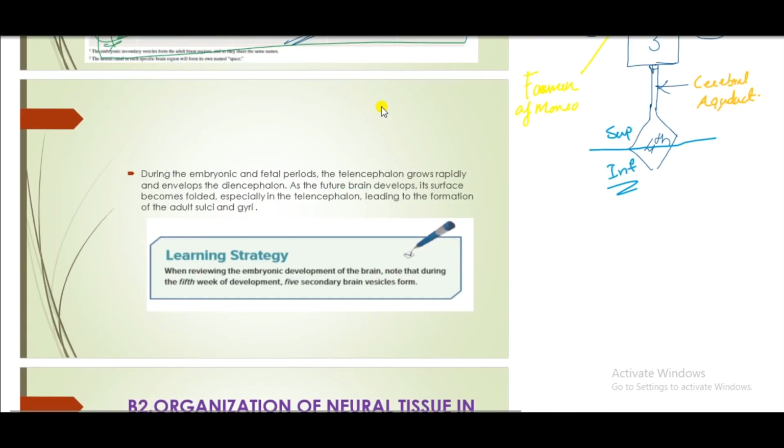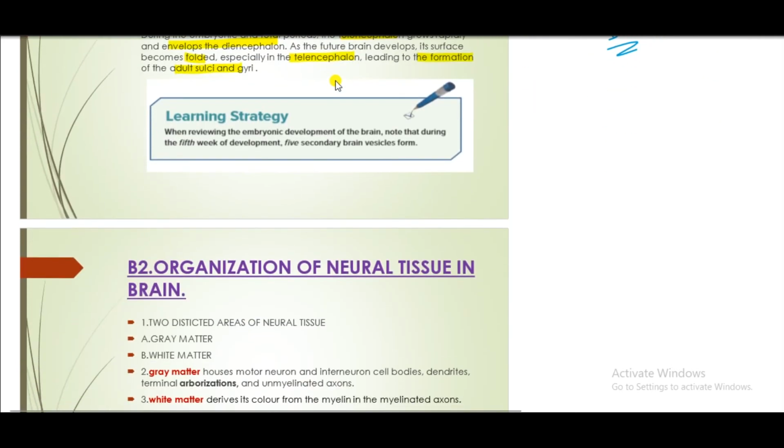During the embryonic and fetal periods, the telencephalon grows rapidly and envelops the diencephalon. As the future brain develops, its surface becomes folded, especially in the telencephalon, leading to the formation of adult sulci and gyri. So the learning strategy: when reviewing the embryonic development of the brain, note that during the 5th week of development, 5 secondary brain vesicles form.